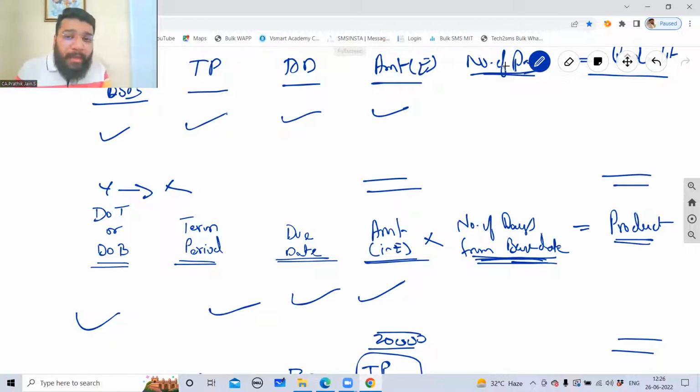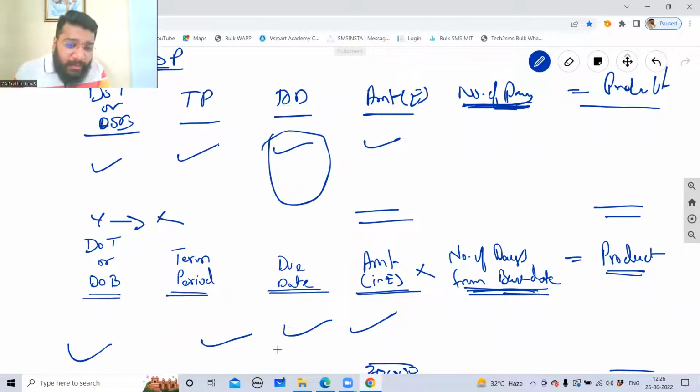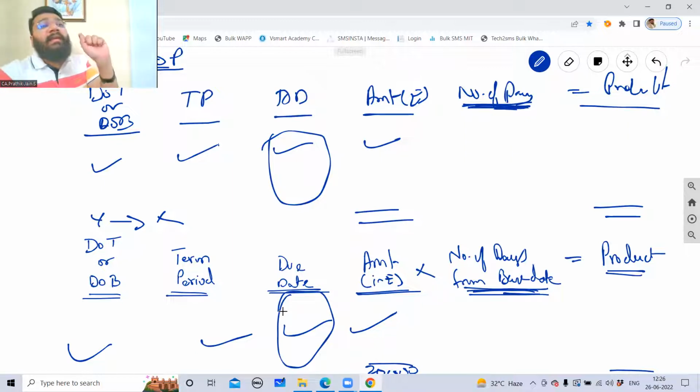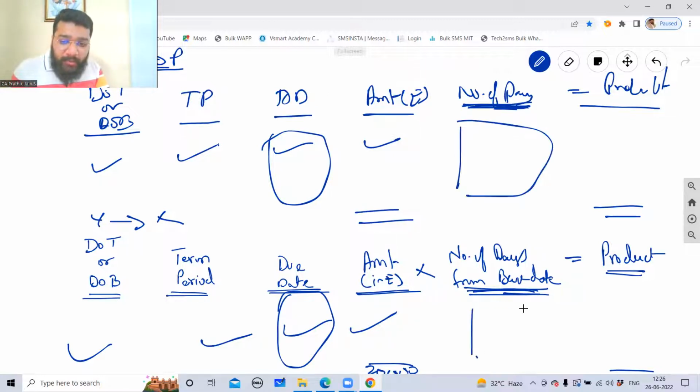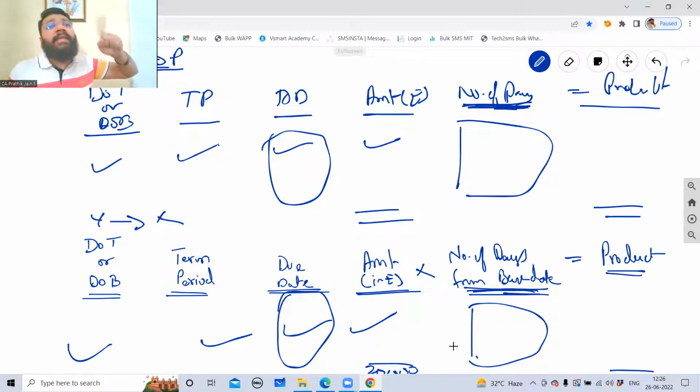Now, for you to calculate the number of days from the base date, you need to fix a base date. Here you will not take two different base dates. You will combine both the tables and see in the due date column, you will check this as well as this and see if there is any least due date. That will be taken as the base for calculating the number of days, which means for both the tables, the base date is going to be common. In a bilateral transaction, the base date is going to be common for both the tables.